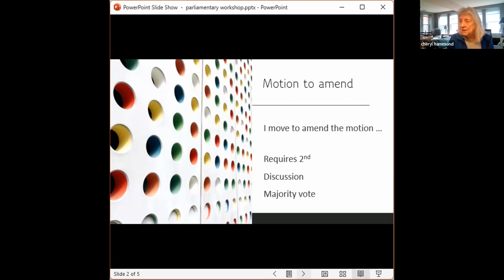This also requires a second, and then you have debate, and then a majority vote. Now, if the amendment passes, then that amendment is added to the main motion. If it fails, then you just go back to discussing the main motion.